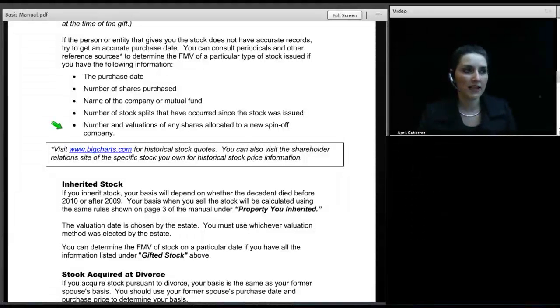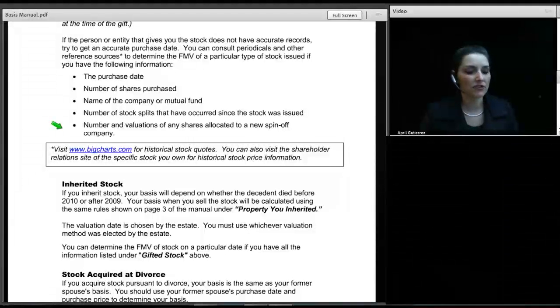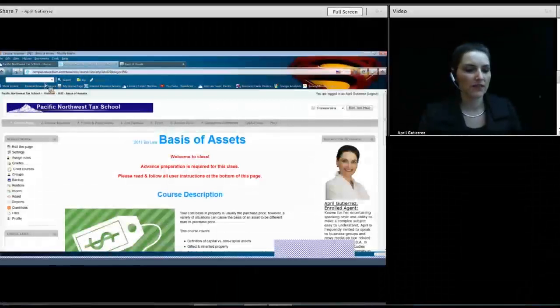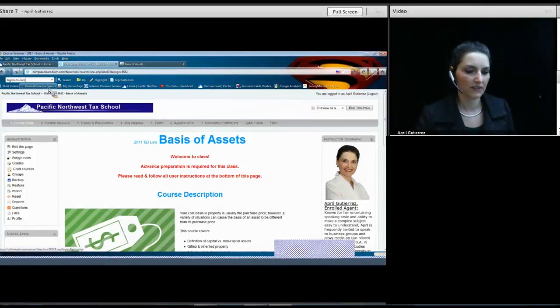Now, there are two ways that I have discovered to look up information. The first and easiest way usually is to go to bigcharts.com, and I'm just going to share my screen here for a second, and we'll go take a look at BigCharts together. But if I do a search engine here for BigCharts, see, I've been there before.